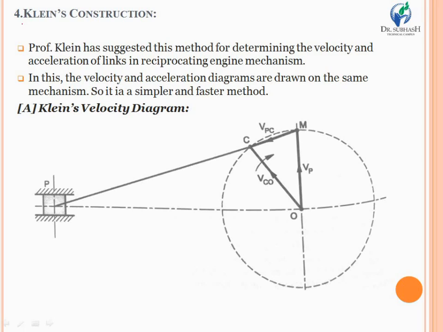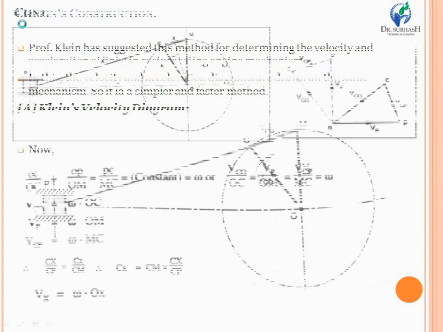You can draw the velocity and acceleration diagram within the mechanism itself, and in that way you can determine the velocity and acceleration of various components. So this method is very simple, and the time consumed to draw various velocity and acceleration diagrams is very low compared with the relative velocity and relative acceleration method.